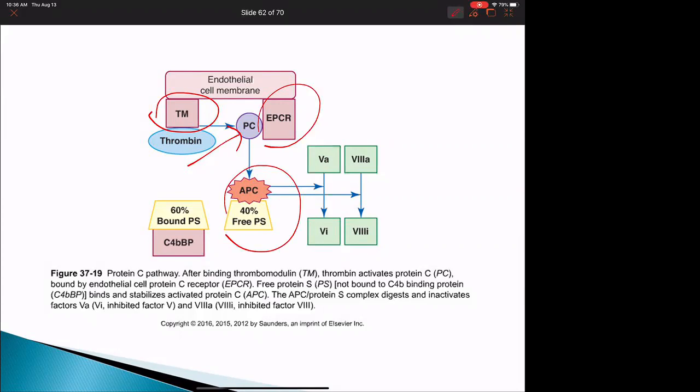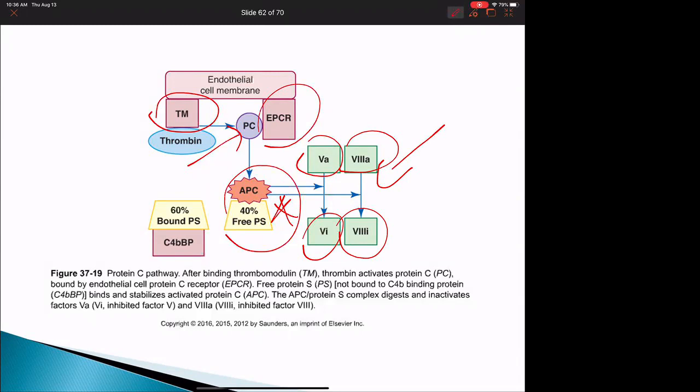The activated protein C, protein S complex, right over here, digests and inactivates activated factor 5 and activated factor 8 so that it can prevent further coagulation. So what this means right here is that it is inactivated: inactivated factor 5 and factor 8. Now, this is occurring, this activated protein C situation is occurring so that it can prevent further coagulation.